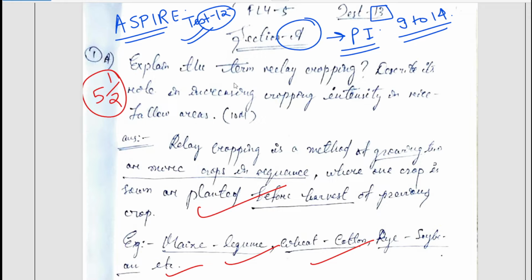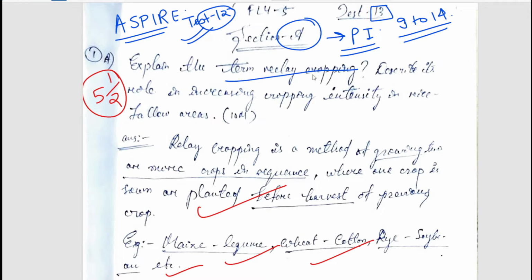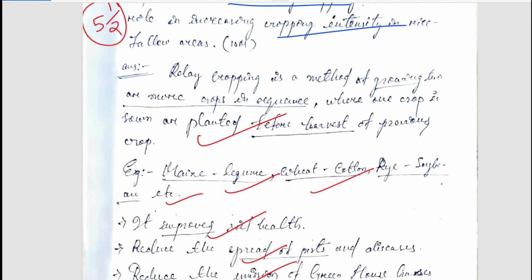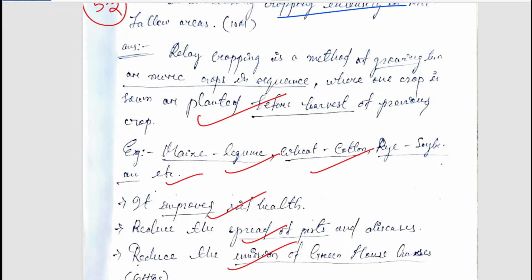So let's start. The first question is, explain the term relay cropping and describe its role in increasing cropping intensity in rice fallow areas. We all know what relay cropping is. We all know there is a relay race. What happens in a relay race? Before the second one finishes, the next starts, then the next starts. I hope you have seen a relay race. That is what relay cropping is like.